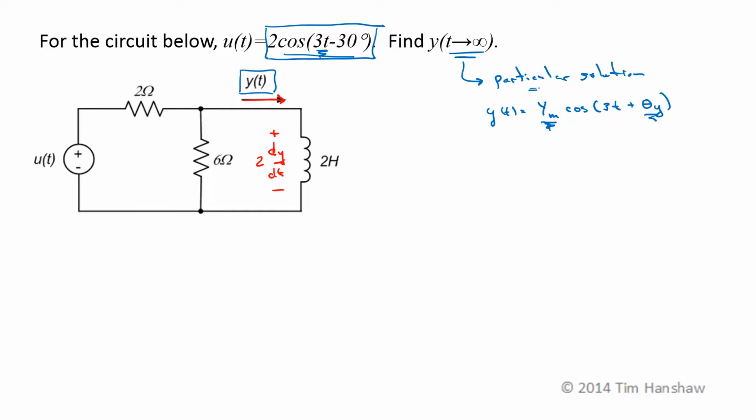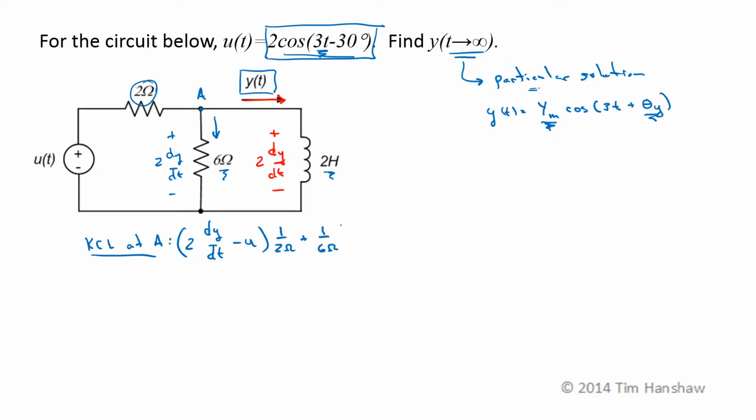I just have to rely now on KVL, KCL, and Ohm's law. The 6 ohm resistor and the inductor are in parallel, so this voltage is also 2 dy by dt. Now if I define this as node A and do KCL there, V sub A, which is 2 dy dt minus u, divided by the 2 ohm resistance, plus the current through the 6 ohm resistor, which is 1 over 6 ohms times its voltage, which is 2 dy by dt, plus the current through the inductor, which is just y, sum up to 0.